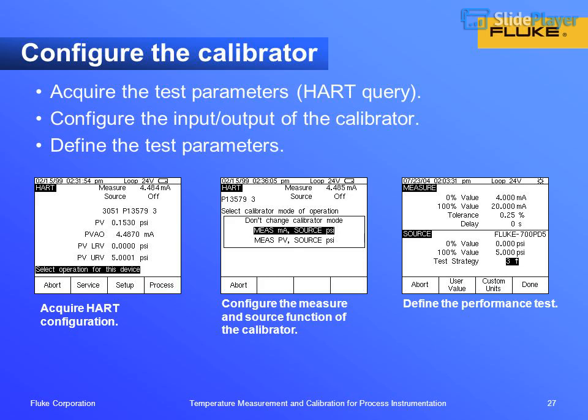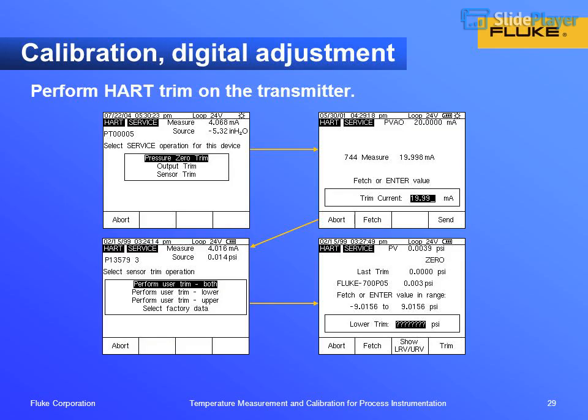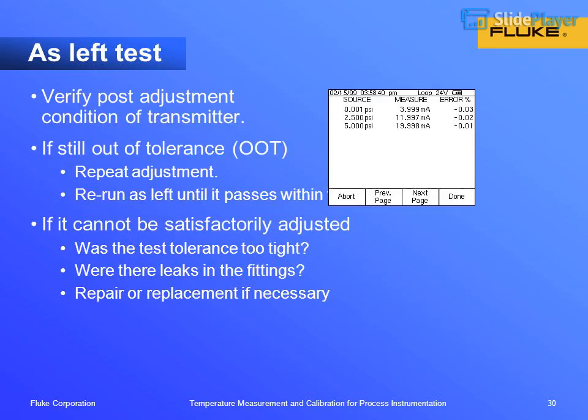Define the test parameters. Configure the measure and source function of the calibrator. Define the performance test. Acquire the HART configuration. Calibration, as-found test: document the pre-adjustment transmitter condition. Calibration, digital adjustment: perform a HART trim on the transmitter. As-left test: verify the post-adjustment condition of the transmitter.